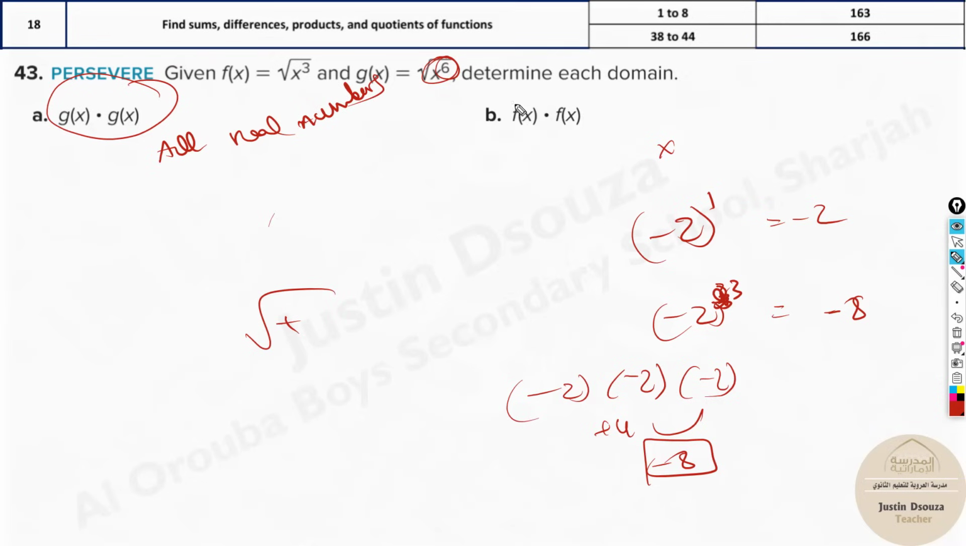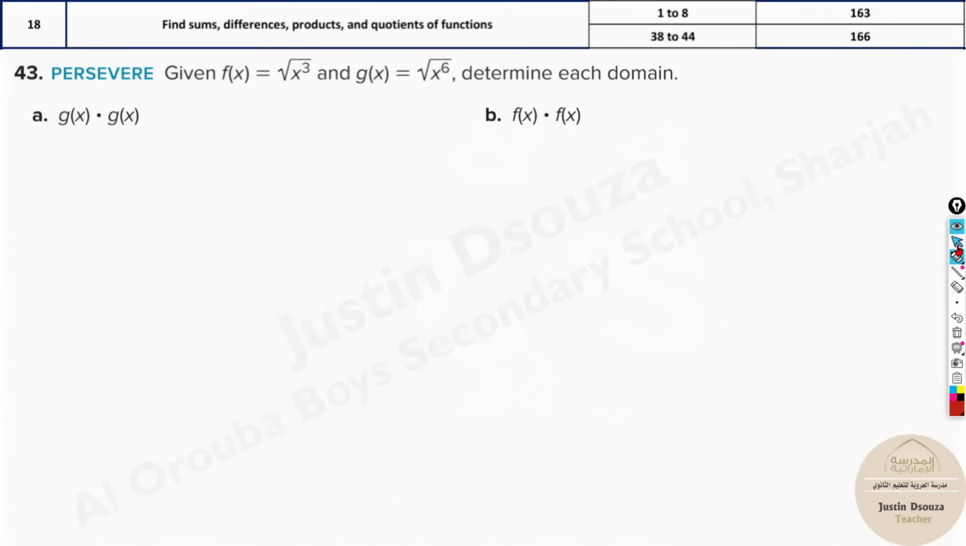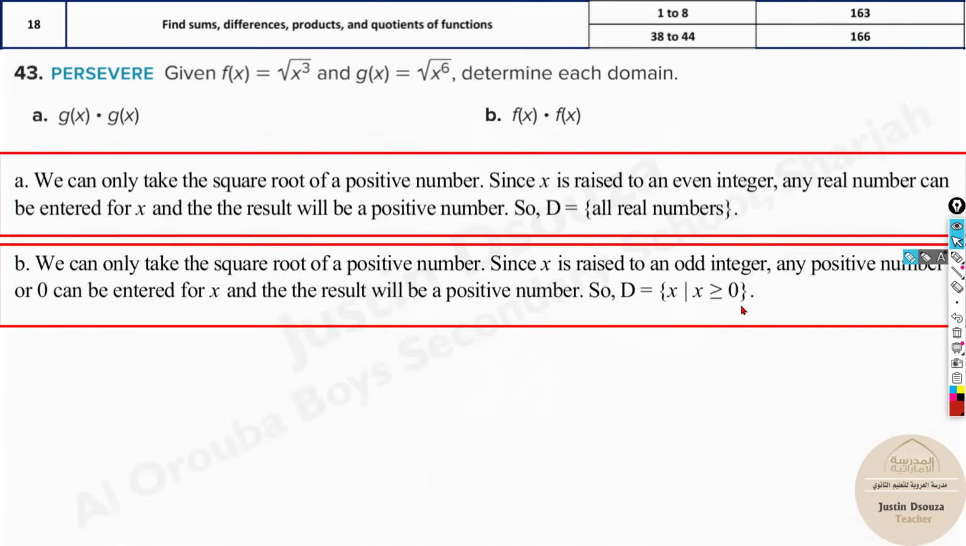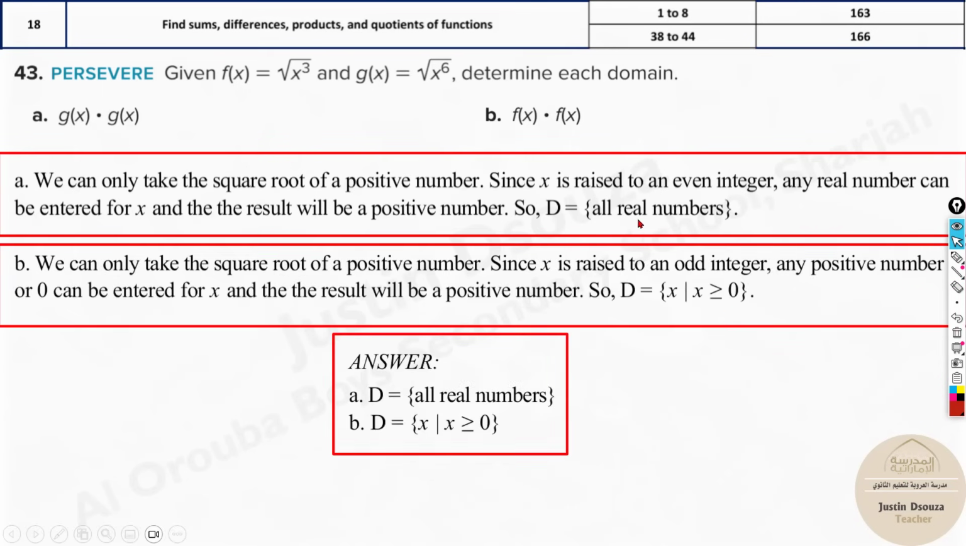Whereas, what about this? Here, no, we cannot take all real numbers because if you take a minus value for x, it will remain minus under the root and become imaginary. So it should be only positive real numbers. So these are the answers. For the first one, all real numbers are the domain, and for the next one it is only positive numbers. See, all real numbers means minus infinity to infinity. Positive numbers means anything greater than 0 till positive infinity. That's the answer.